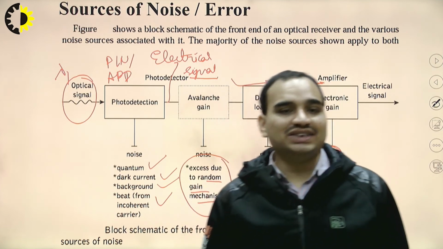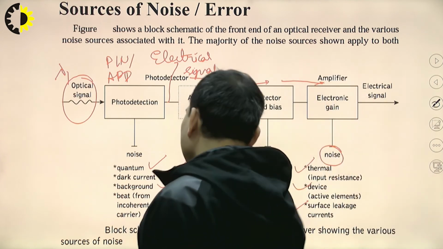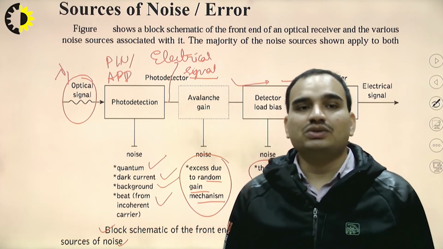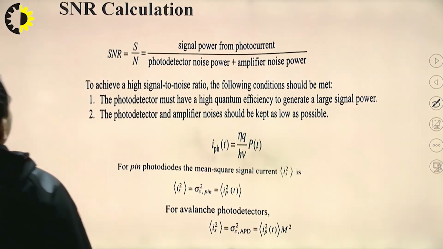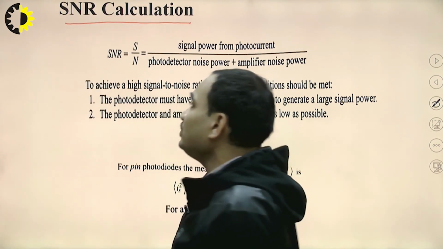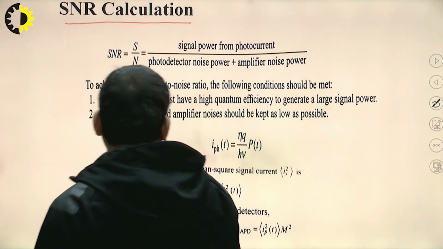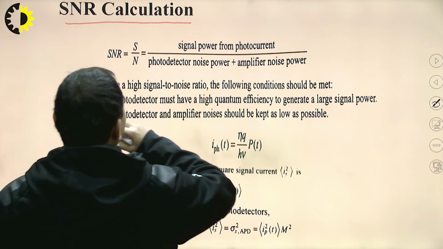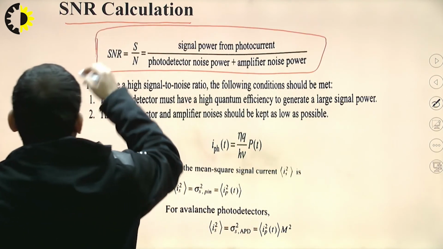So this is a block schematic of the front end of an optical receiver showing the various sources of noise. So these are the various sources of noise in an optical receiver. So let's discuss the next important parameter for the receiver, that is SNR. SNR stands for signal to noise ratio. So the SNR can be defined as the signal power from the photocurrent, with the noise power, that is the photodetector noise power plus the amplifier noise power, that is signal to noise ratio, SNR.